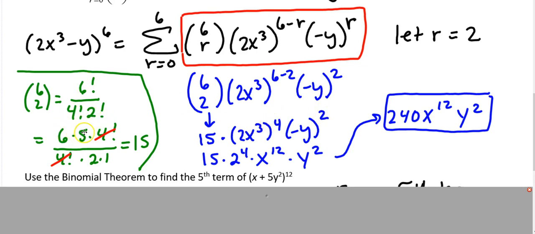So then we have 6 times 5 times 4, 3, 2, 1. Okay, that's 4 factorial. We also have a 4, 3, 2, 1 in the denominator. So I'm not going to write that out because I know all the 4, 3, 2, 1 is just going to divide out. Then I have 30 over 2, which is 15. And then I go ahead and evaluate the rest of it exactly the way I did before with the pattern, 15 times 2 to the 4th, x to the 12th, y squared. There's my term. Let's look at the binomial theorem with one more example.